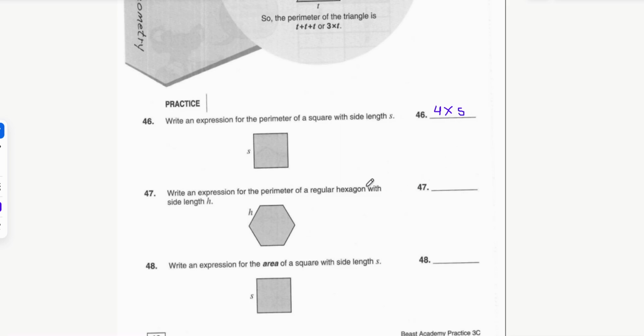Next, we have to write an expression for the perimeter of a regular hexagon with the side length of h. The 6 sides of a regular hexagon are all the same length. To find the perimeter of a regular hexagon, we have to add the side length 6 times. So the perimeter of a regular hexagon with side lengths of h can be simplified to 6 times h.